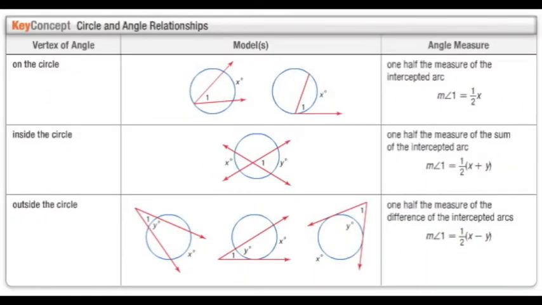In this first row, you can see that angle 1 is equal to half the measure of arc X. You can then see in the second row that the measure of angle 1 is equal to half the sum of arcs X and Y. In this last row, you can see that angle 1 is equal to half the difference of arcs X and Y.